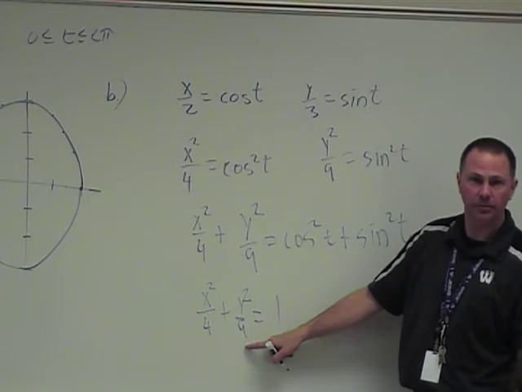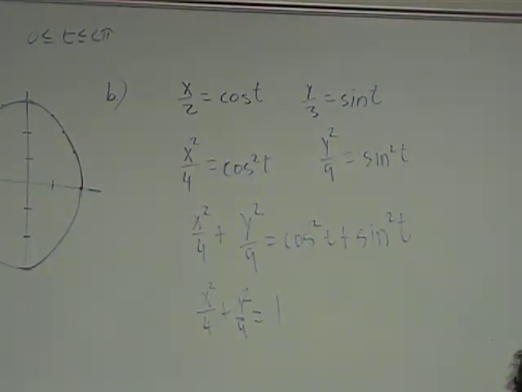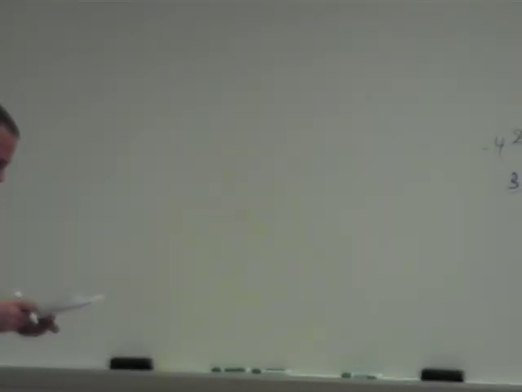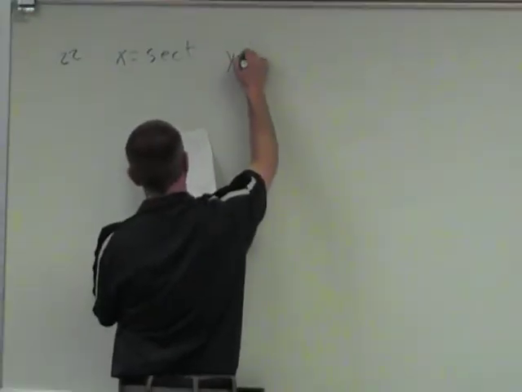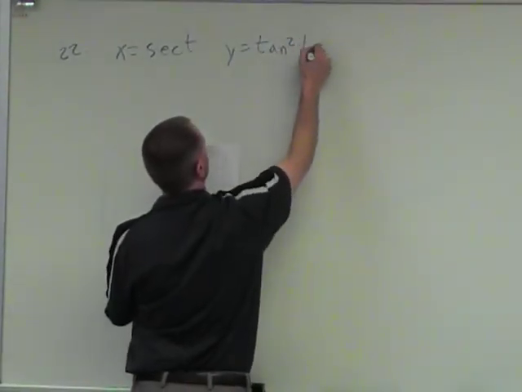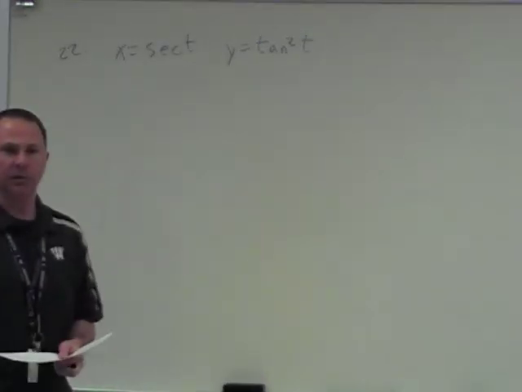Algebra 2. Let's do another one before we're done. That's the answer. That's the equation of that ellipse. Alright, let's do another difficult one, okay? How about 22? X equals the secant of t, y equals the tangent squared of t. Part B, real quickly. What do you think you're going to use?